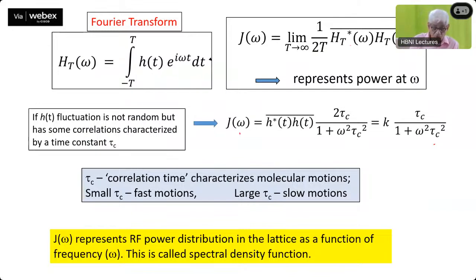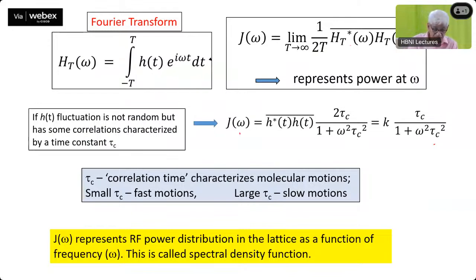Small tau c means fast motions, on the order of picoseconds, sub-picoseconds, or nanoseconds. This determines to what extent the memory lies, the degree of correlation, to what extent the system remembers what it was about a picosecond before, or a nanosecond before. So that is the memory. Therefore, correlation time characterizes molecular motions. Small tau c means fast motions, large tau c means slow motions.